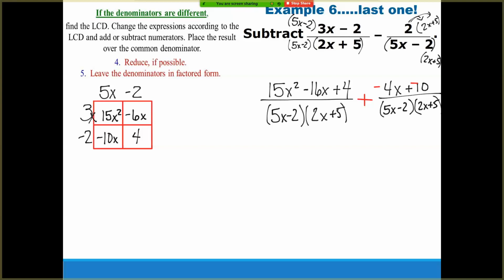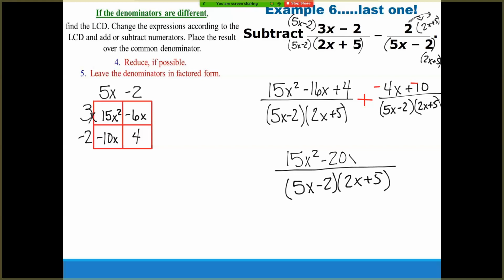Once I get here, I have addition. I'm going to add them together. Keep your denominator the same, 5x minus 2, 2x plus 5. And then combine like terms on the top. So nothing gets put with the 15x squared. Negative 16x minus 4x is negative 20x. And then positive 4 minus 10 is negative 6. Another quadratic on the top, which means I need to factor it.